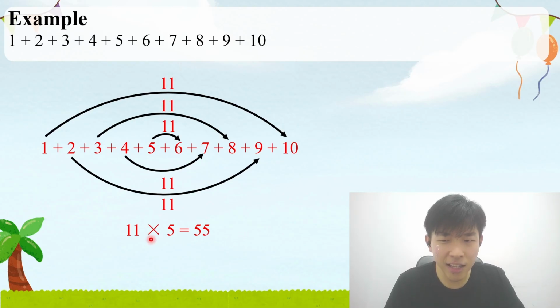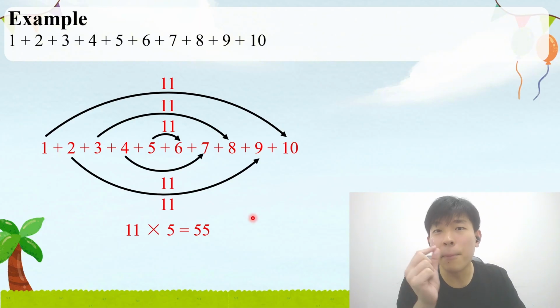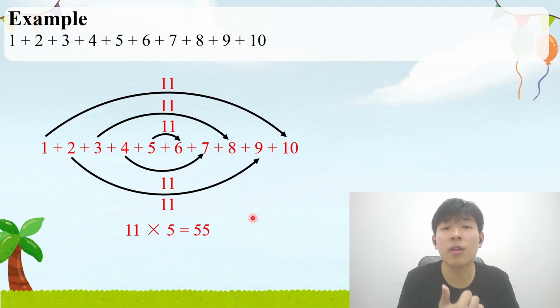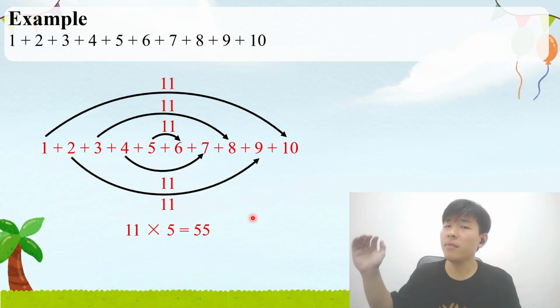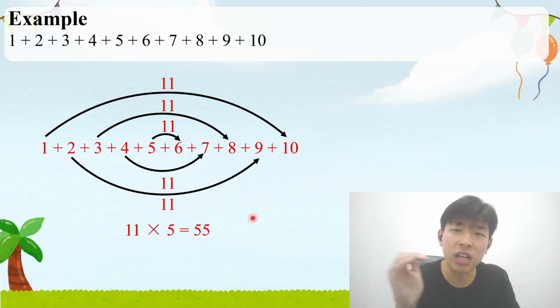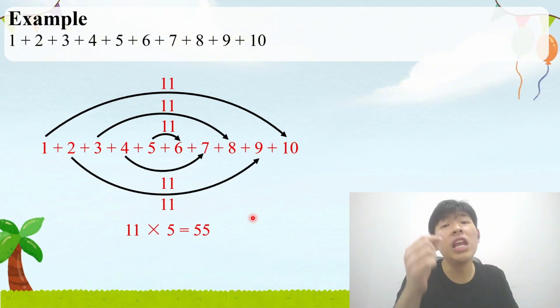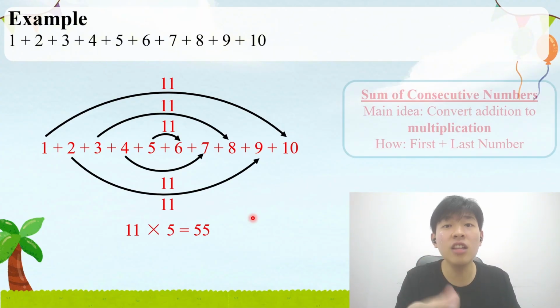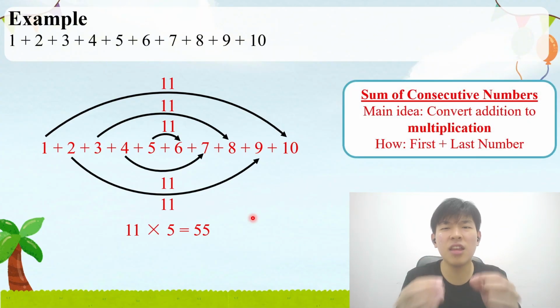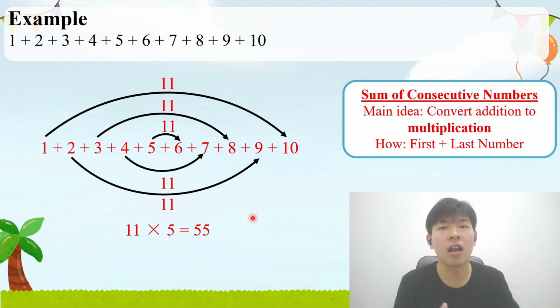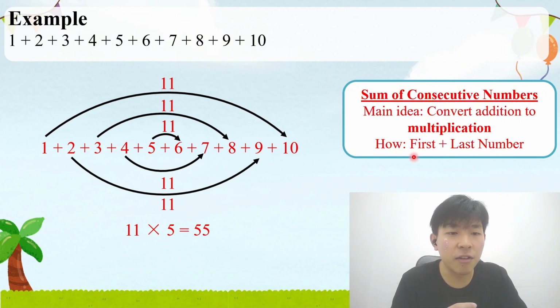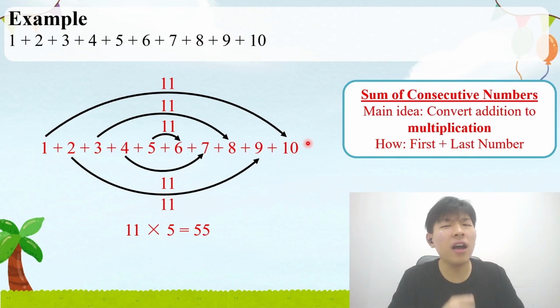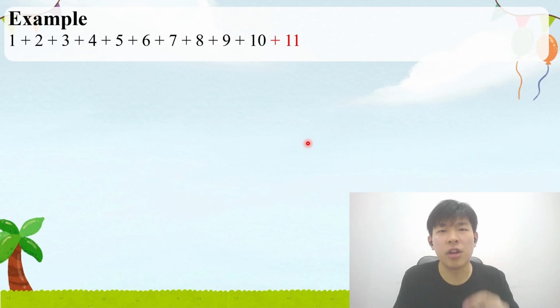If you can see closely, here we are doing sum. And here, in the end, we use multiplication. So see, the main idea when we are doing sum of consecutive numbers, there are many numbers. It's very hard for us to add them all up. So we need to convert all this addition into multiplication. So that is our main idea. Sum is too hard, so we want to convert it into multiplication. How? By taking the first and last number added together. But there will be some special cases that we need to take care of.